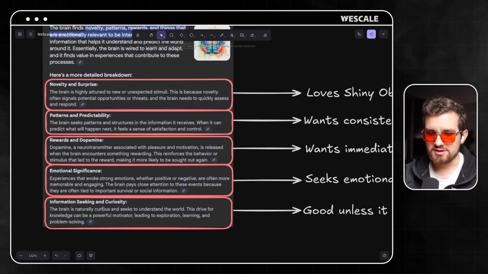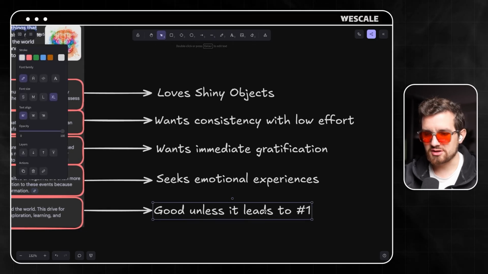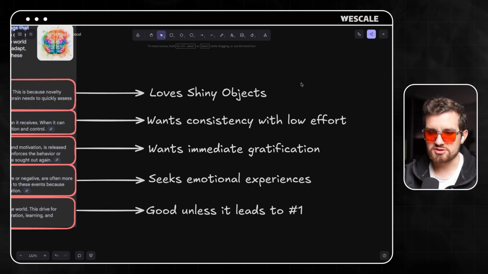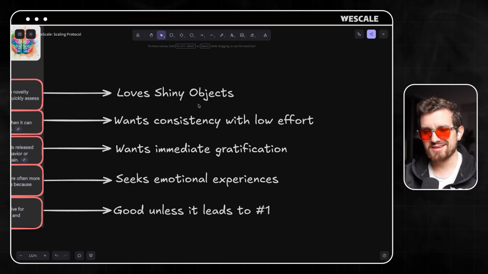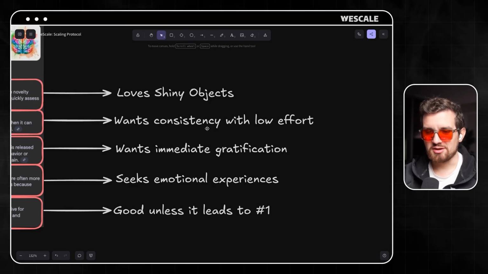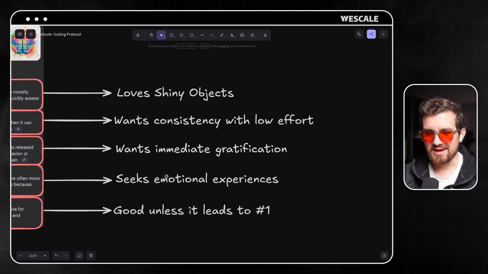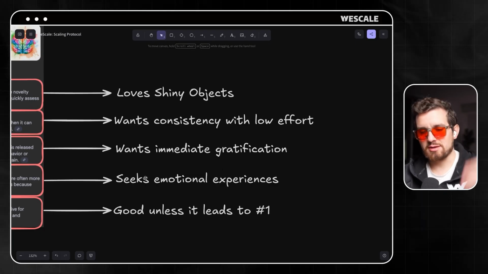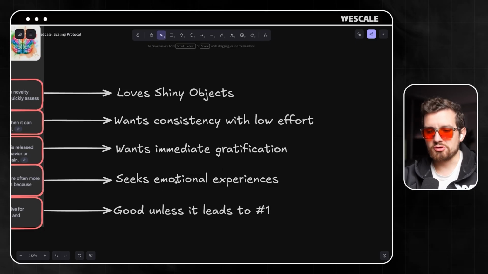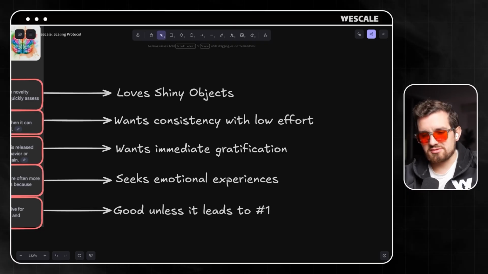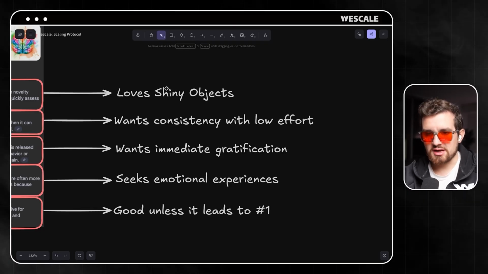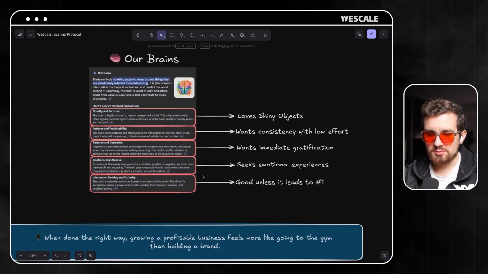And the information seeking curiosity is good, unless it leads us astray and into shiny object syndrome. So our brain basically loves chasing random shiny things. It wants the reward without the effort, and it wants the reward right now. And at the same time, it likes to just lob a hand grenade in there and seek out emotional experiences, specifically excitement, novelty, shiny objects. So that's what we're up against.